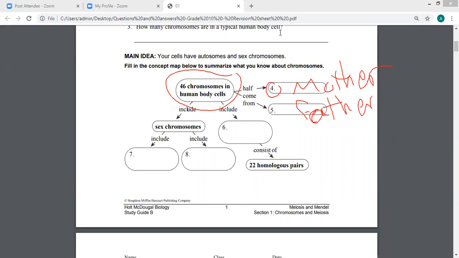Okay. Number 6. The 46 chromosomes in human body cells consist of 22 homologous pairs. The chromosomes which have 22 homologous pairs are called what? The autosomes. The body cells have a name. What is their name? Autosomes. Somatic cells. Mahmoud, right? Autosomes, excellent. Good.